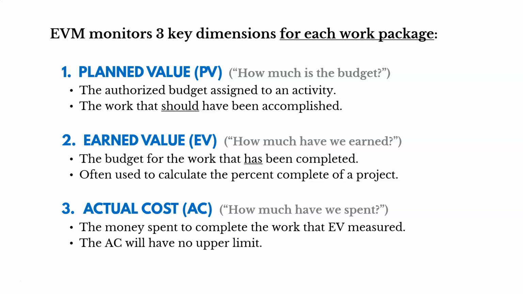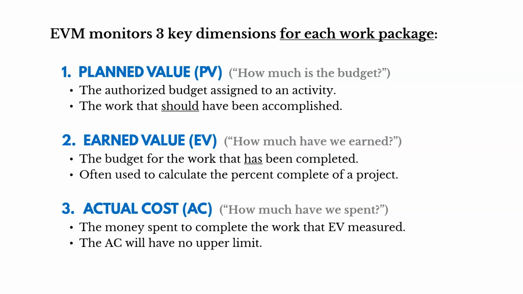Then there's earned value. The question is, of what we had originally planned, how much have we earned? What have we accomplished? The EV is often used to calculate the percent complete on a project. So really we're looking at what we've done. That's the percent complete. How much have we earned? What work have we actually done? I think when we look at an example in a second, that will make more sense.